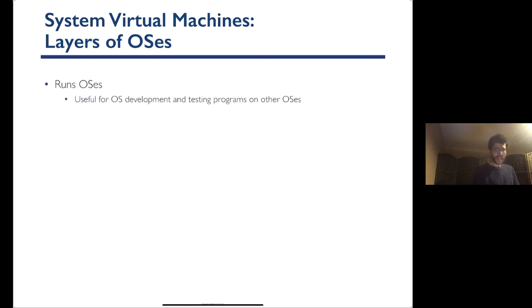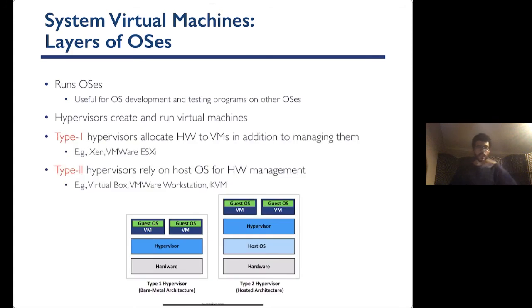Now, another type of virtual machine is what is more famous or maybe more practical in today's data center world, and that is actual system virtual machines. The process virtual machine runs processes. System virtual machines run operating systems. And to do this, they need help from a third party called hypervisor. Now, there are two types of hypervisors: type 1 hypervisor and type 2 hypervisor.